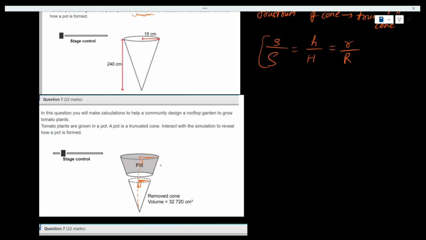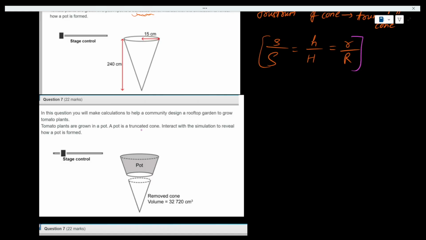90-degree angle, here also 90-degree angle, and this is going to be the common angle. So remember here the ratio of their corresponding dimensions are always going to be equal. I have taken small letters for the smaller cone and the big letters for the bigger cone. So this part also I have to remember.